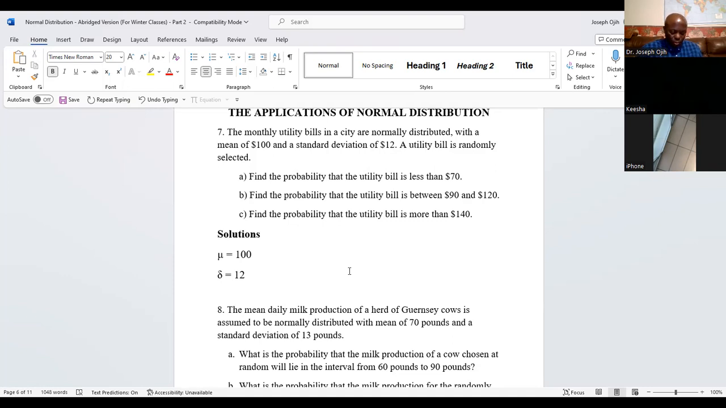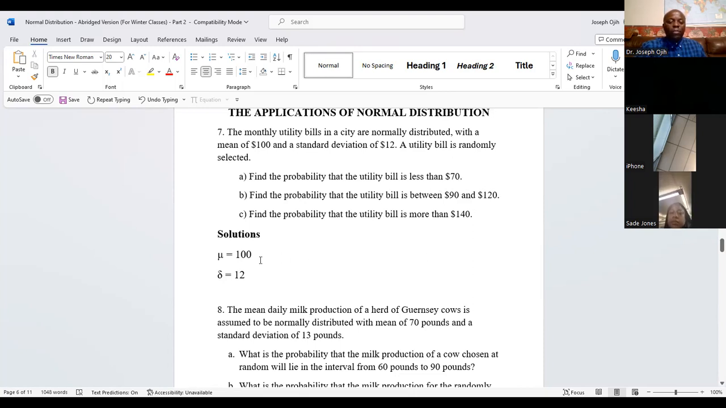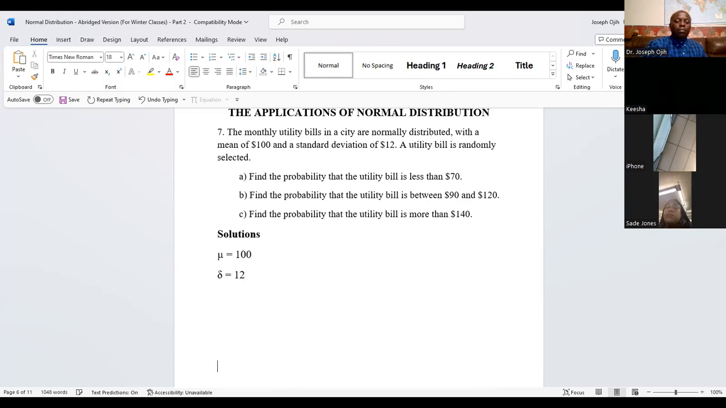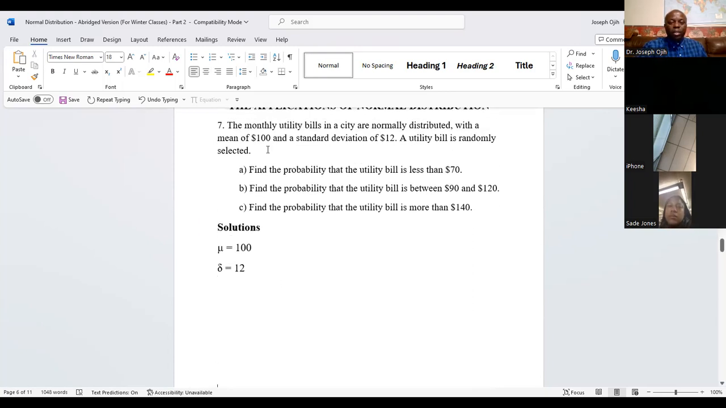So the first thing you do for this kind of problem is to transform these variables, $70, $90, $120, transform each of them, then solve. First of all, we know that the mean is 100 and the standard deviation is 12. So let's solve part A. Part A says, find the probability that the utility bill is less than $70. So that means our x equals $70.